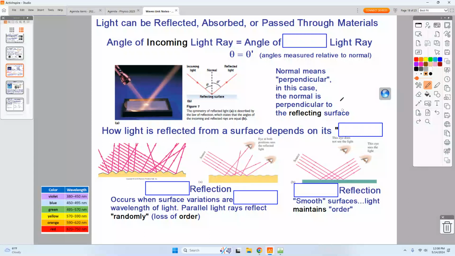The law of reflection: whatever angle the light comes in at is going to be equal to the reflected angle. I want to show that as a quick little demonstration. So here I have a light box.